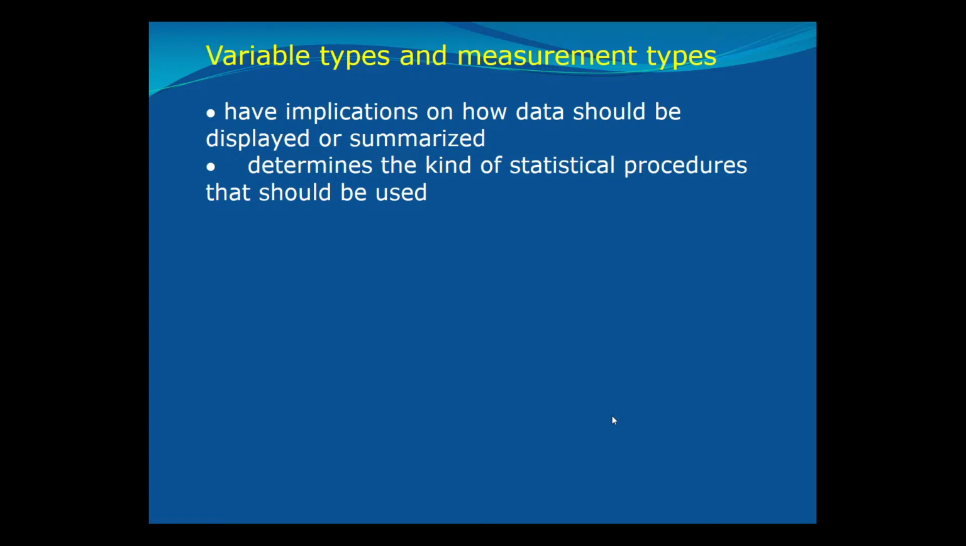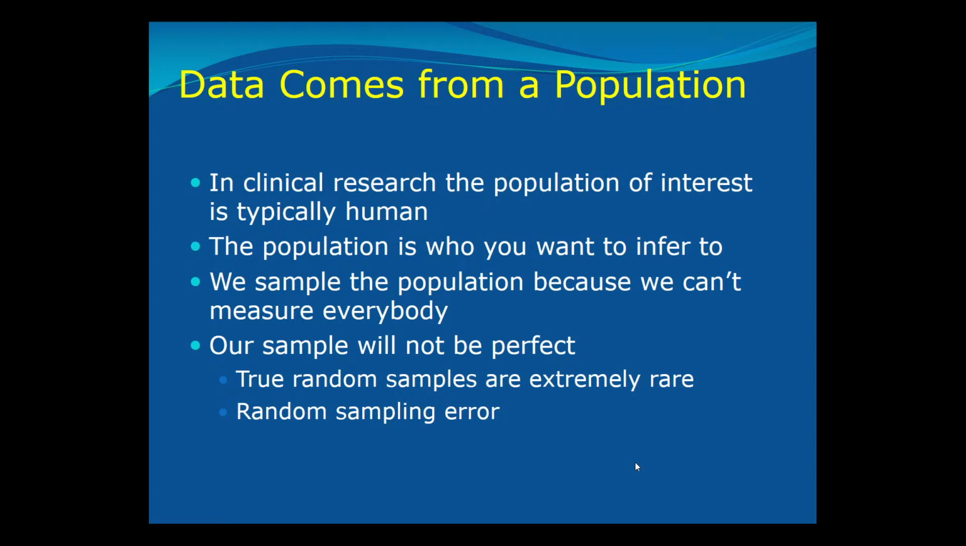Why is it so important to understand the type of the variable? Variable types and measurement types have implications for how data should be displayed or summarized. It determines the kind of statistical procedures that should be used. Understanding the type of variable which you need to analyze influences the statistical methods, because we should apply different methods for different types of variables.